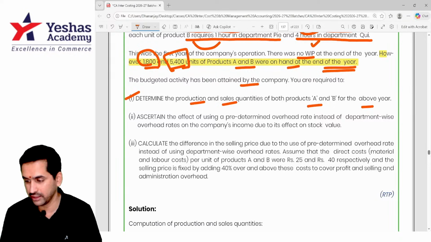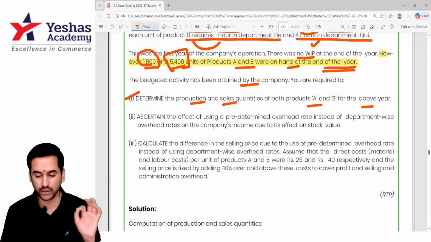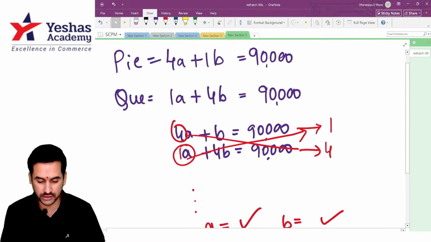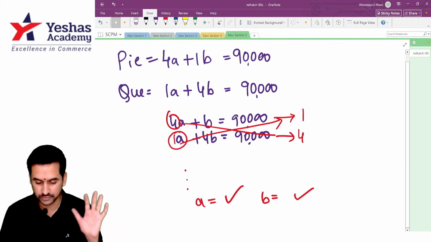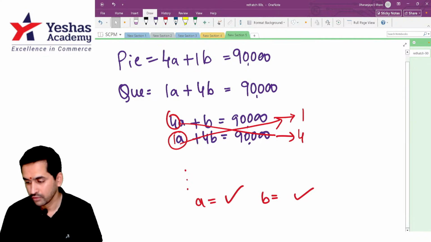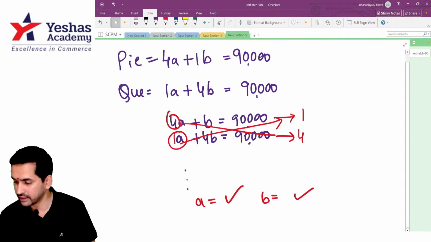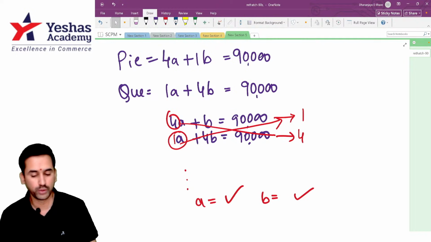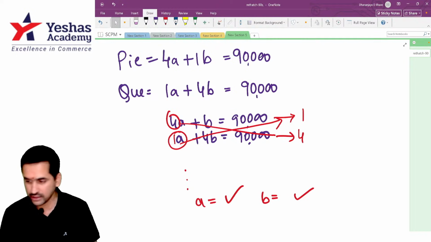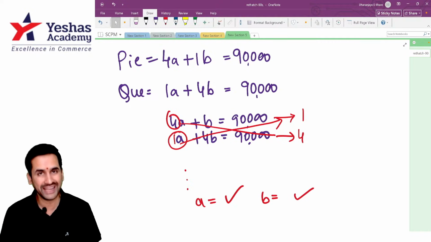I need a reply in chat box. Did you understand how to do the equation? This is the screen. 4a plus 1b is equal to 90,000 hours. 1a plus 4b is also 90,000 hours. And then you solve the equation. You will get a and b, that is number of units of a and number of units of b. Okay, everybody.